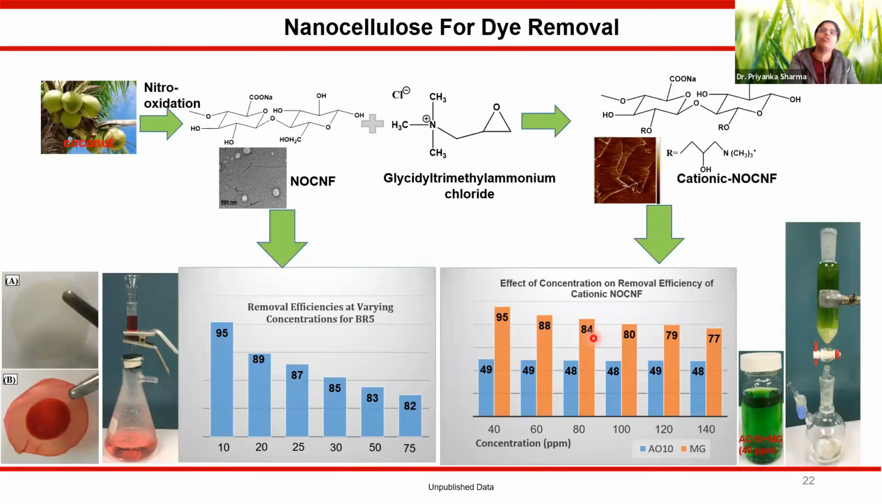Then moving from the algal bloom, we come to the textile industries, because textile industries are basically fighting with the effluent, which contains a high amount of dyes. So we simply used this NOCNF to treat the water, which consists of positively charged dyes, and we found very good efficiency here. And then we also used some modification to generate a positive charge in order to remove the negatively charged dyes. And we found with this it also worked very nicely.